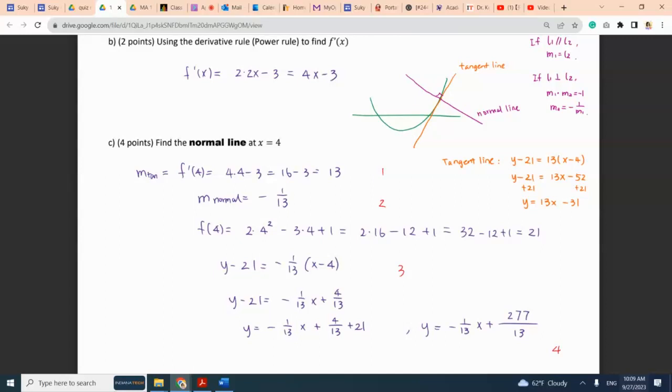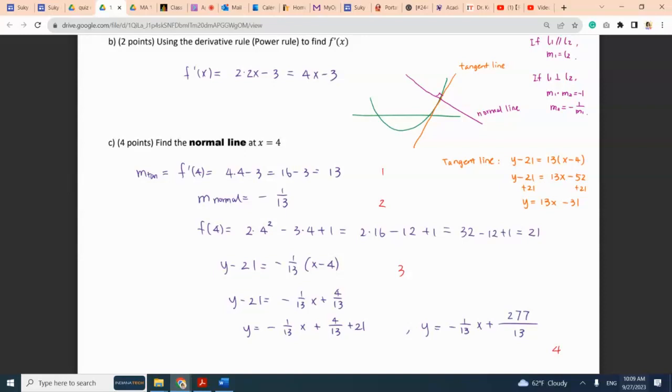And then you use the point-slope form: y minus the y coordinate of the point, 21, equals the slope, 13, times x minus the x coordinate of the point, which is 4. Okay? And then you distribute the 13, and you move the 21 to the other side, you add 21, so you get y equals 13x minus 31. This is the tangent line. In the exam, I only ask you the tangent line. I won't ask you the normal line, I mean, for exam 1. Okay, exam 2, I can ask you this.